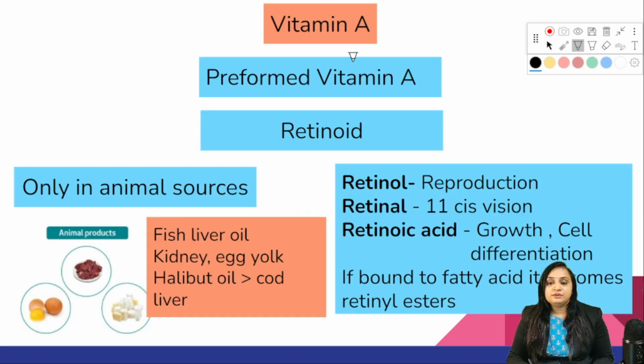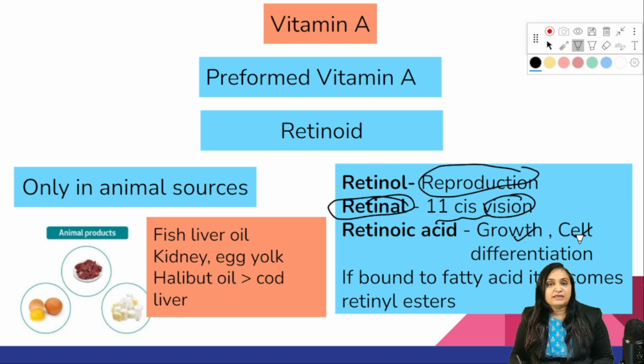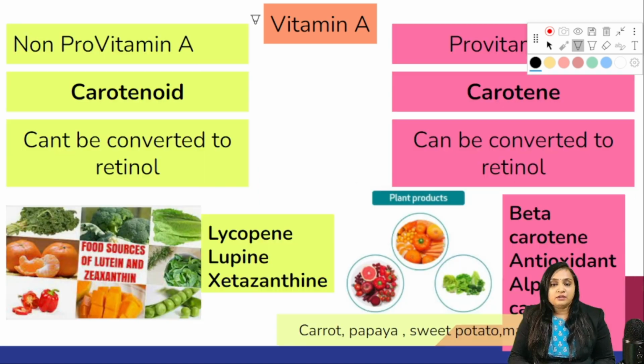So this is just a revision. Preformed vitamin A, retinoid, comes only from animal sources: fish liver oil, kidney, egg yolk, halibut liver oil, more than cod liver oil. Retinol is very important for reproduction. Retinal, we all know, retina and retinal. Retinal 11-cis is for vision. Retinoic acid is for growth and cell differentiation. If bound to fatty acid, it becomes retinyl esters.